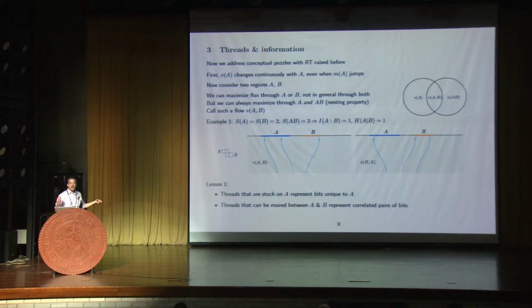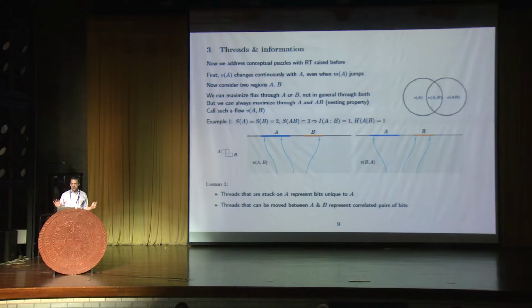So again, each thread here is a bit of A union B, and that bit in this simple example falls into one of 3 categories. It's either in A, in which case it's stuck here, that's this one that doesn't move, or it's in B, that's this one that doesn't move, or it can be in either one, in which case it's shared between A and B. So that's the unit of mutual information. Okay, so threads that are stuck on A represent bits unique to A. Threads that can be moved between A and B represent correlated pairs of bits.